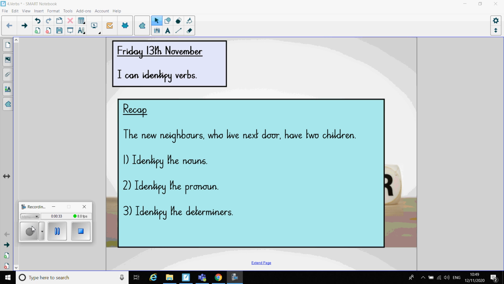Okay, hopefully you've remembered that nouns are naming words. They are names for people, places or things. So our nouns in that sentence are neighbours, next door is a noun, and children. That's a noun. They're names for people, places or things.